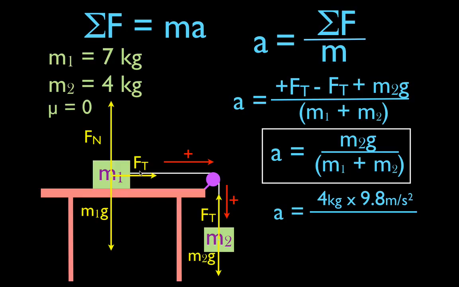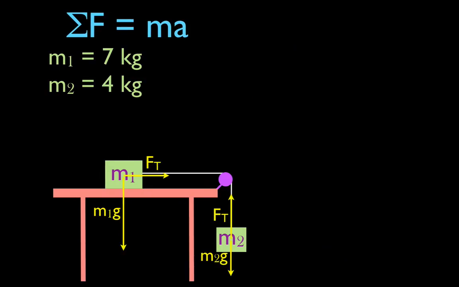Now we can plug the values in. m2g is 4 times 9.8 meters per second squared. The sum of the forces is 11, and that means the acceleration is 3.56 meters per second squared. That is the acceleration for both objects. Summing the forces, dividing by the masses, gives an acceleration of 3.56 meters per second squared. That's the acceleration.